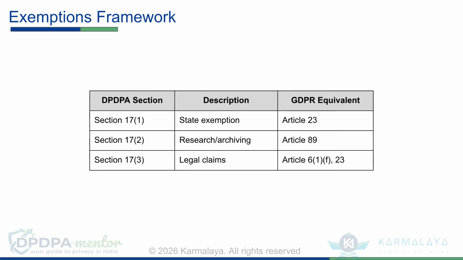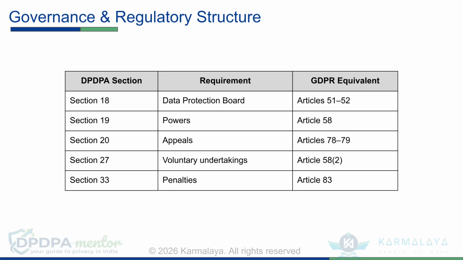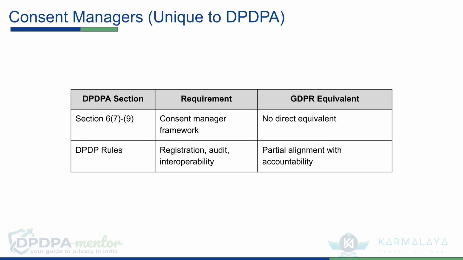The exemptions framework under Section 17 provides for specific situations, such as state functions and legal claims, which are also accommodated through various provisions within the GDPR. Moving on to our governance and regulatory structure, Section 18 establishes the Data Protection Board, mirroring the independent supervisory authorities found in GDPR Articles 51 and 52. Both create supervisory enforcement structures, complaints, appeals, and penalties. The exact institutional design differs, since DPDPA establishes the Data Protection Board of India rather than an EU-style supervisory authority network.